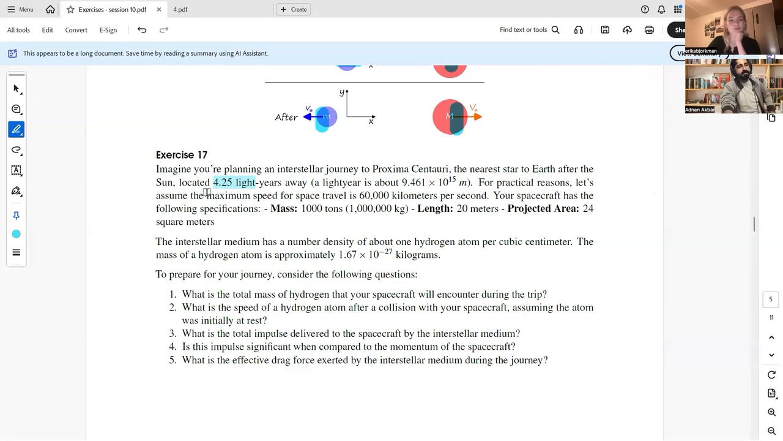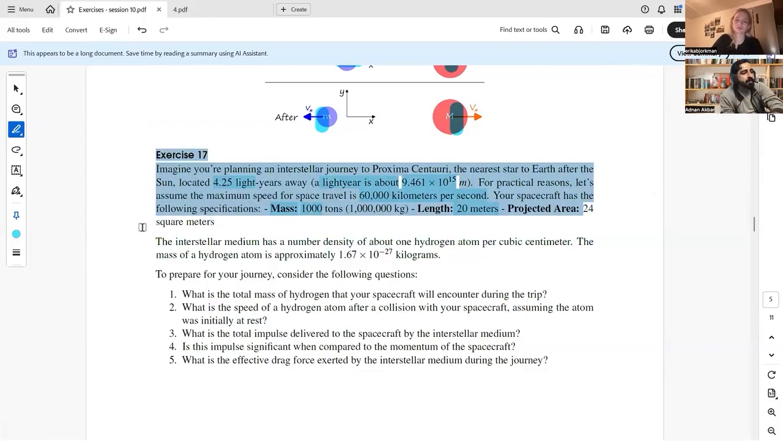4.25 is the length of the journey in light years, while one light year is equal to 9.461 × 10^15 meters. For practical reasons, let us assume the maximum speed for space travel is 66,000 km per second. Your spacecraft has the following specification: a mass of 1000 tons, which is almost 1 lakh kilograms, a length of 20 meters and a projected area of 24 square meters.